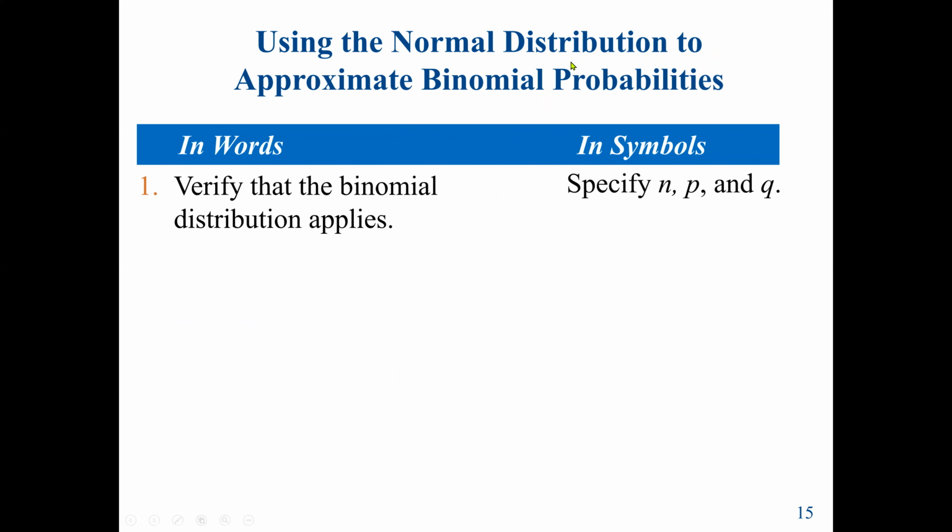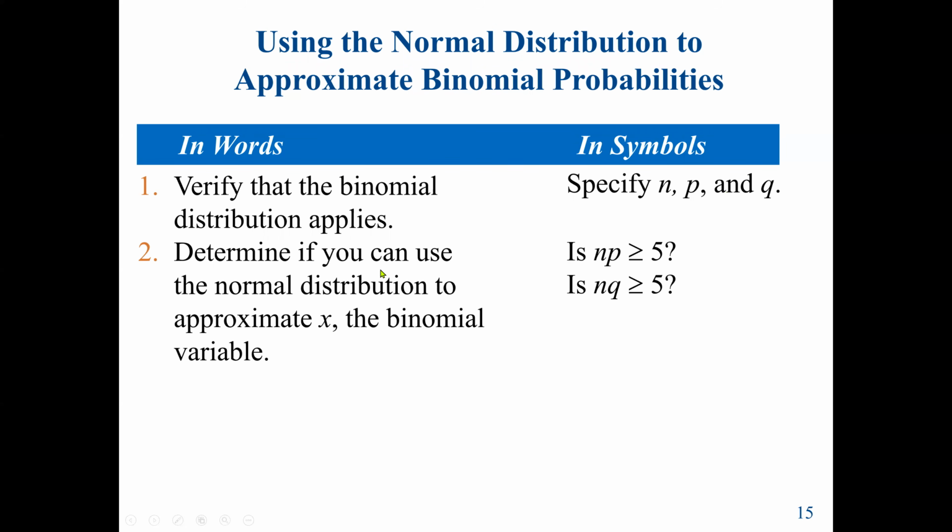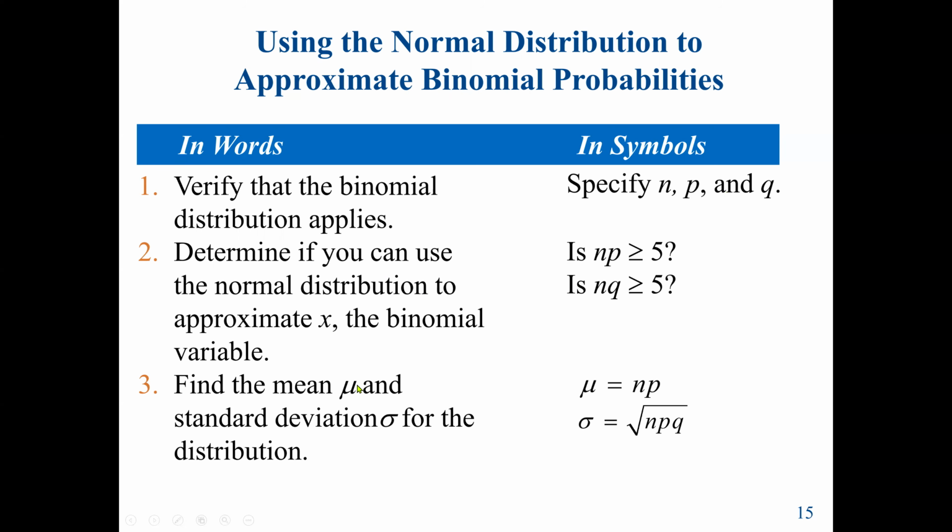So using the normal distribution to approximate binomial probabilities, the first thing we have to do is verify that the binomial distribution applies. This is where we have to state the conditions: np greater than or equal to 5, nq greater than or equal to 5. So we have to specify n, p, and q. Then we determine if we can use the normal distribution to approximate x. So check the condition. Is np greater than or equal to 5? Is nq greater than or equal to 5? If it's true, then we find the mean and the standard deviation for the distribution.